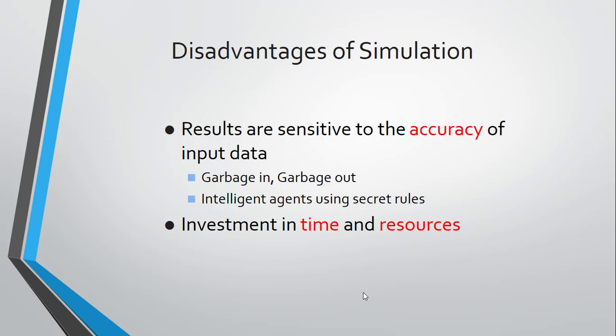One of them is that the results are sensitive to the accuracy of the input data. If your input data is not that accurate, not that good, you can't get good results. You've heard about the GIGO principle, garbage in, garbage out. Intelligent agents using secret rules. And investment in time and resources. You need some time and resources, money to run the simulation.